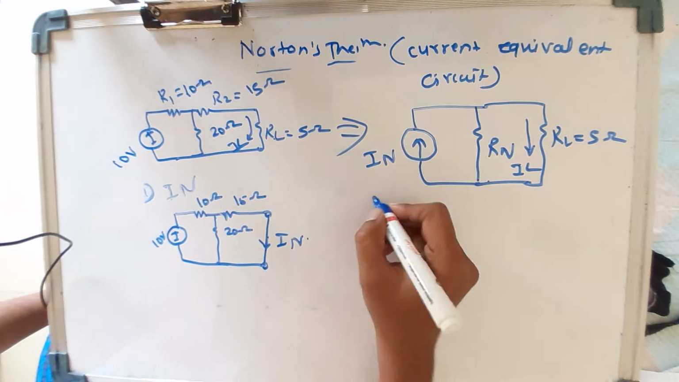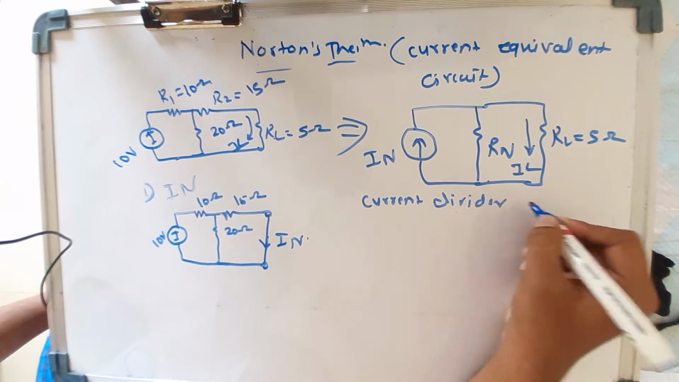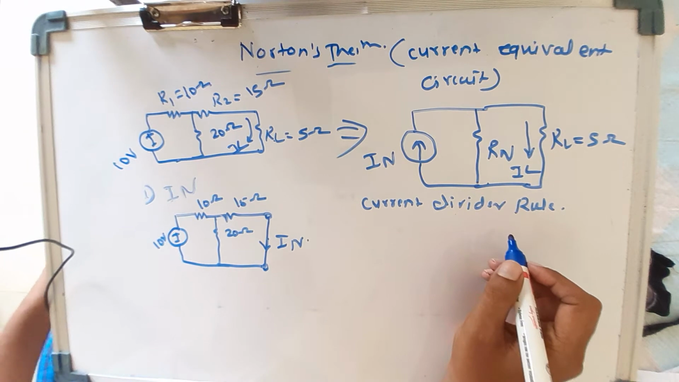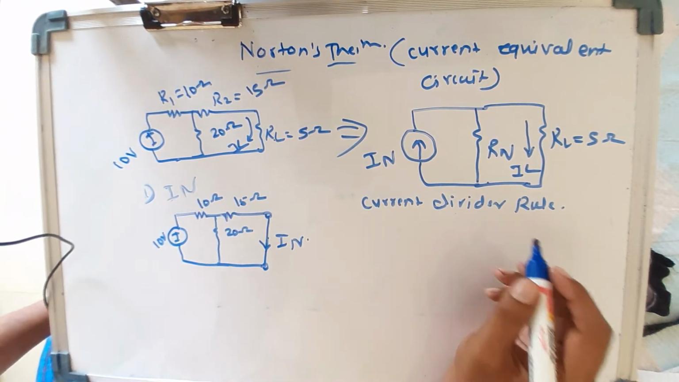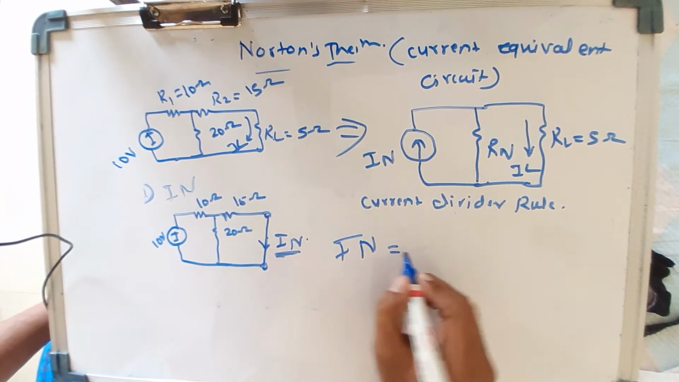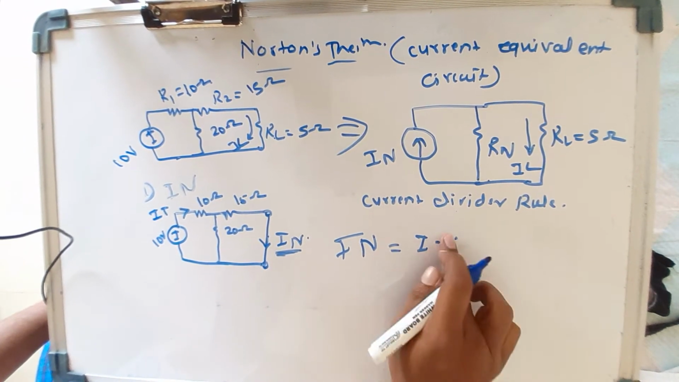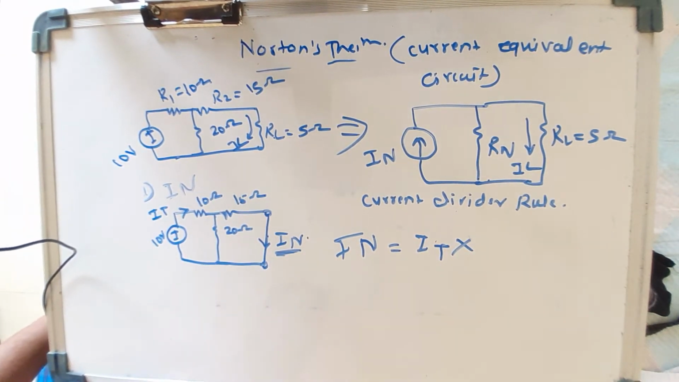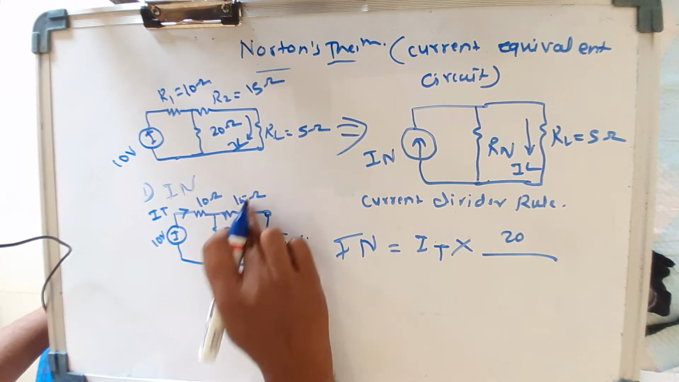IN can be found directly by using the current divider rule. For that I will mention one more video that I have to upload after this on the current divider rule. So, the current divider rule: just remember, IN equals the total current It into the opposite resistance. So for the opposite resistance of IN, it is 20 divided by the total, that is 20 plus 15.